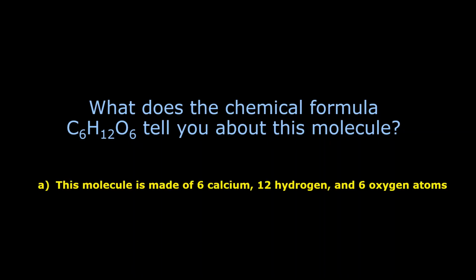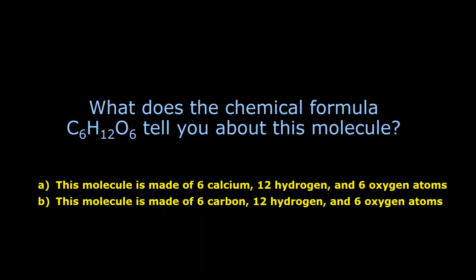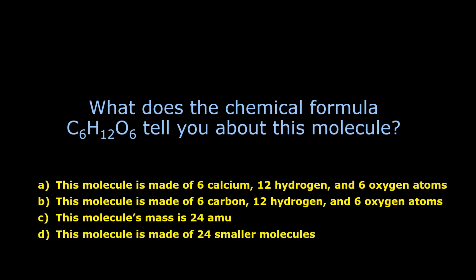This molecule is made of 6 calcium. No, not 6 calcium. The C stands for carbon. This molecule is made of 6 carbon, 12 hydrogen, and 6 oxygen atoms. That is great. That sounds perfect. Let's see if there's one better. This molecule's mass is 24 AMU. No, we're not even going to go there. That's way incorrect. This molecule is made of 24 smaller molecules. No, that's not correct either. So the one that we thought made sense is the correct answer.